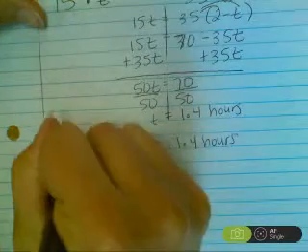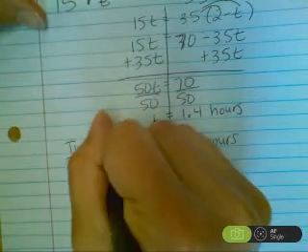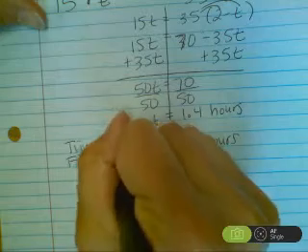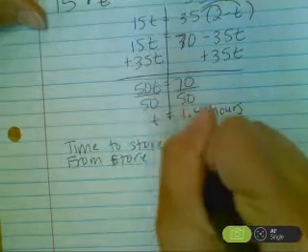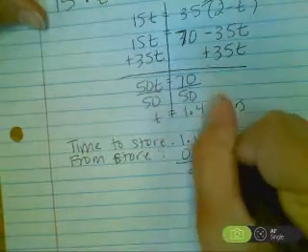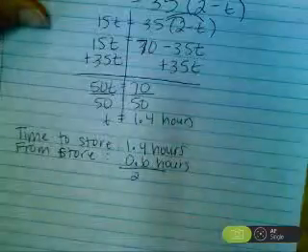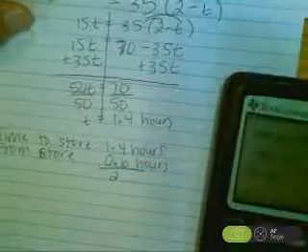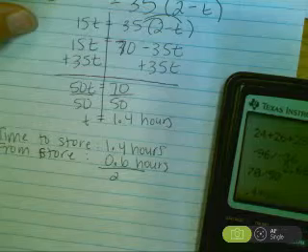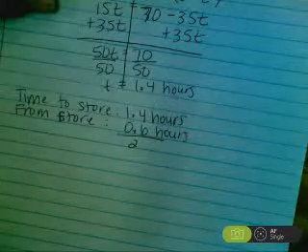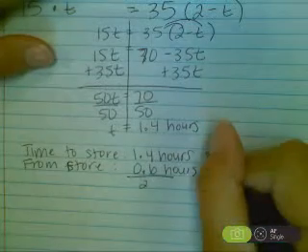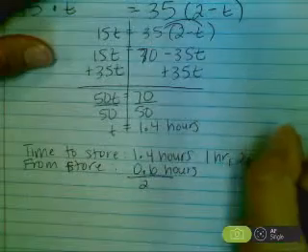My time from the store, therefore, has to be 0.6 hours because I have to add to 2 hours. If I want to know how much time that is in minutes, I'm just going to multiply by 60. 0.4 times 60 looks like it is 24. So this first one should be 1 hour, 24 minutes.